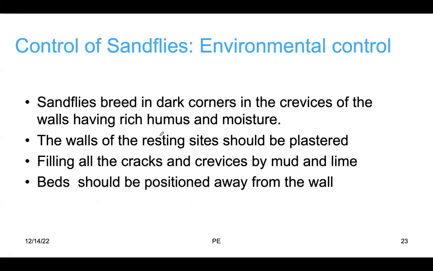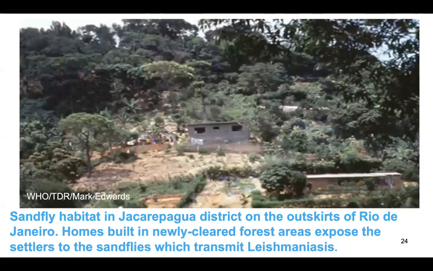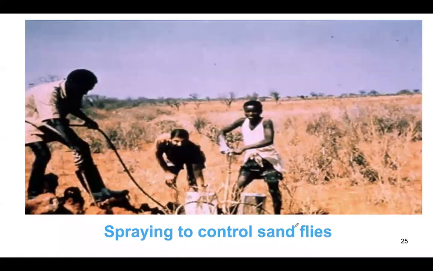Sandflies breed in the dark, in the corners and crevices of the walls, which have rich humidity and moisture. The walls of the resting sites should be plastered. Filling the cracks and crevices with mud and lime can help, and beds should be positioned away from the walls. So these are examples of sandfly habitat in these areas in Rio de Janeiro. And these are some of the features of the spray to control sandflies. Thank you very much.